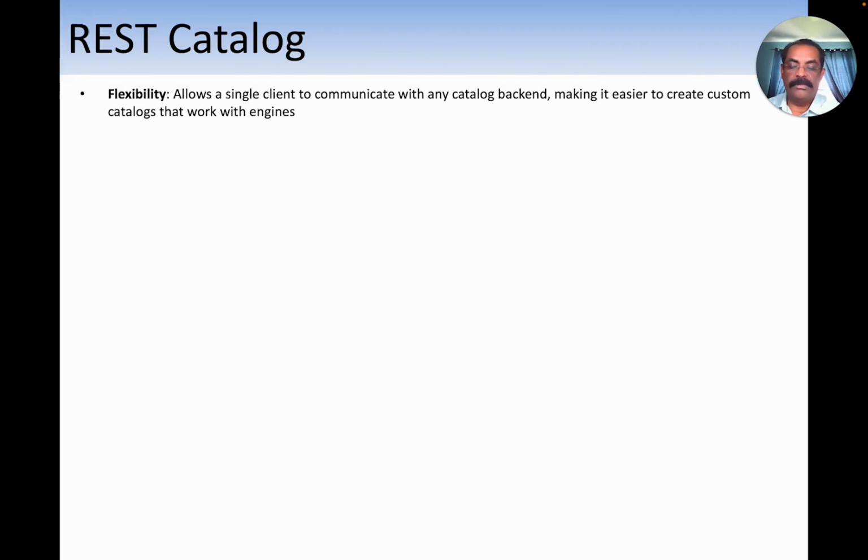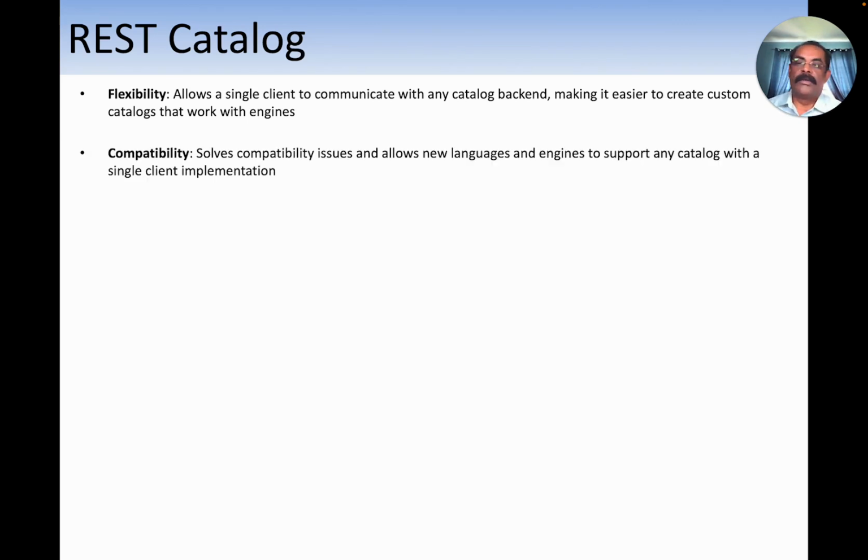So REST is basically a common URL API, and then the backend can be anything. It allows you to create custom catalogs and works with any engine because you're calling a REST API, right? So the backend can be Glue, the backend can be Hive, or it can be Snowflake or anything. But on the front end, you just use the REST API, right? So the implementation of the catalog is made easy. Yes, because if you look at it, because of REST, right?